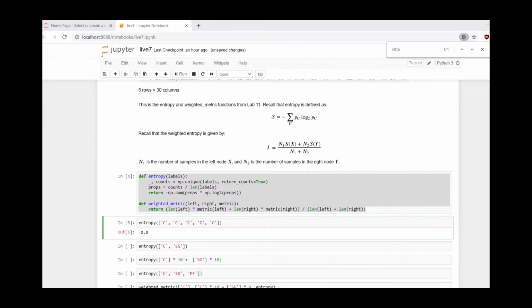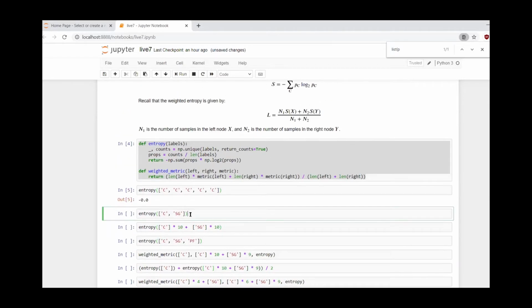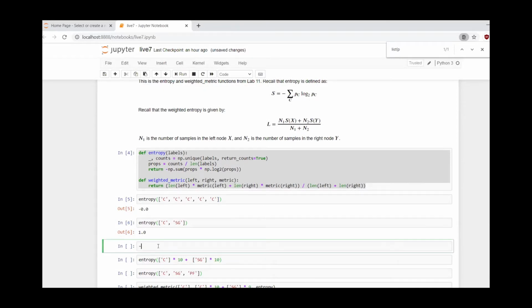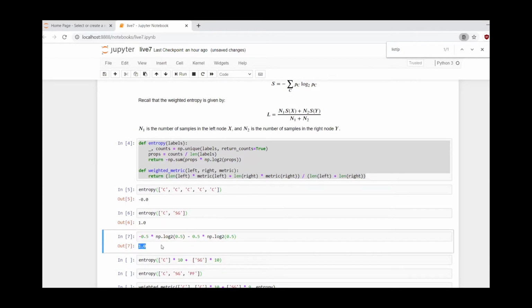So what happens if I have 1 of one thing and 1 of another thing? What is the entropy in that case? Yeah, so it's a 1. The way you would calculate that is, PC is 1/2 for C here and 1/2 for SG, so it's negative 0.5 times log base 2 of 0.5 minus 0.5 times log base 2 of 0.5. So that's 1.